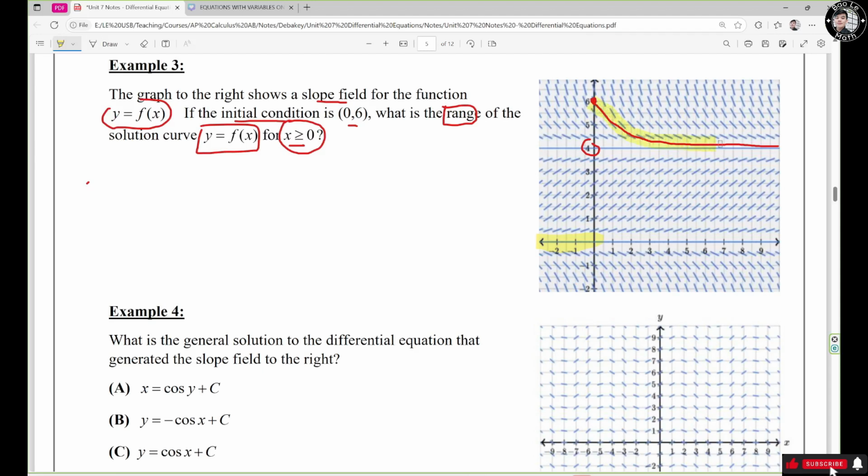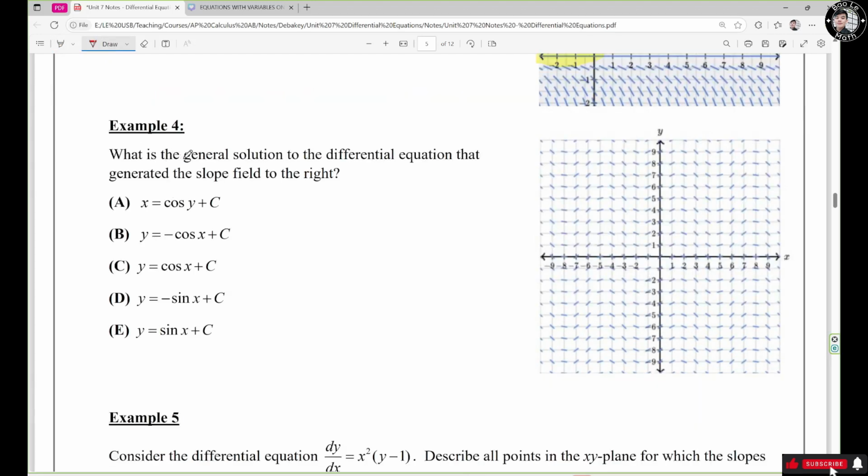Now let's move on to example number 4. What is the general solution to the differential equation that generated the slope field to the right? Alright. Now, in order to do this question, you need to examine the graph of the slope field right here, and you need to follow the flows. Now, the best thing for you to do is to start from the origin, and you see that it's gonna pass through the origin right here, right?